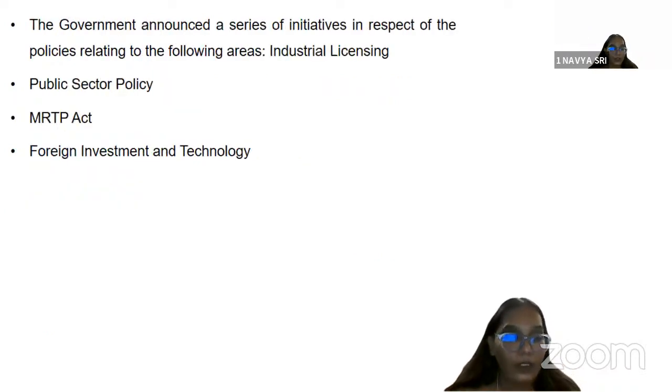Then the government announced a series of initiatives in respect of policies. These policies are related to industrial licensing. The license, till then, led to the monopoly. Now the private sector could buy the license, take control of the industries and set up industries.